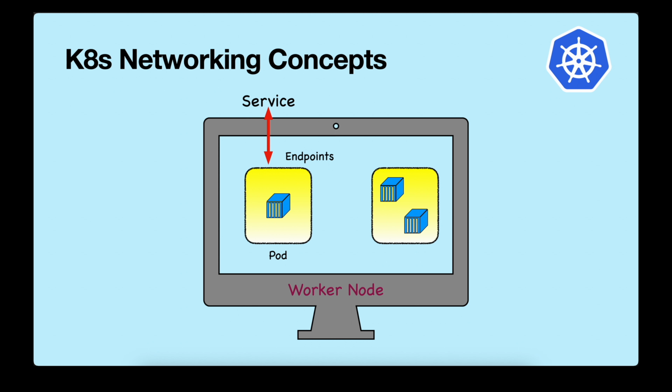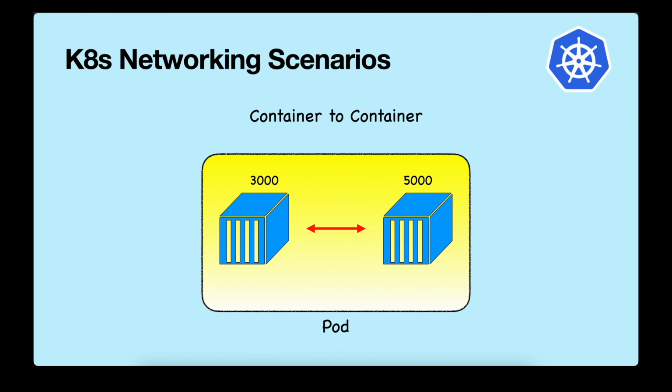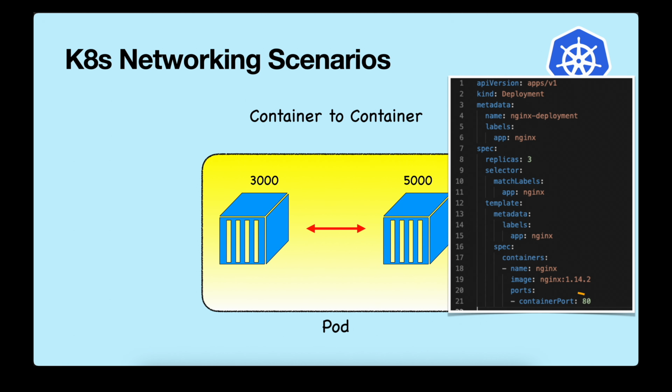So these resources create distinct networking scenarios, such as container to container, in a way, intra-pod communication. Pods share a single network space, allowing containers to communicate with each other using localhost or the container's IP address. This scenario is ideal for tightly coupled containers which are dependent on each other, or you might have one main container and one sidecar container. The port where the application is running inside the container is mentioned in the deployment resource.